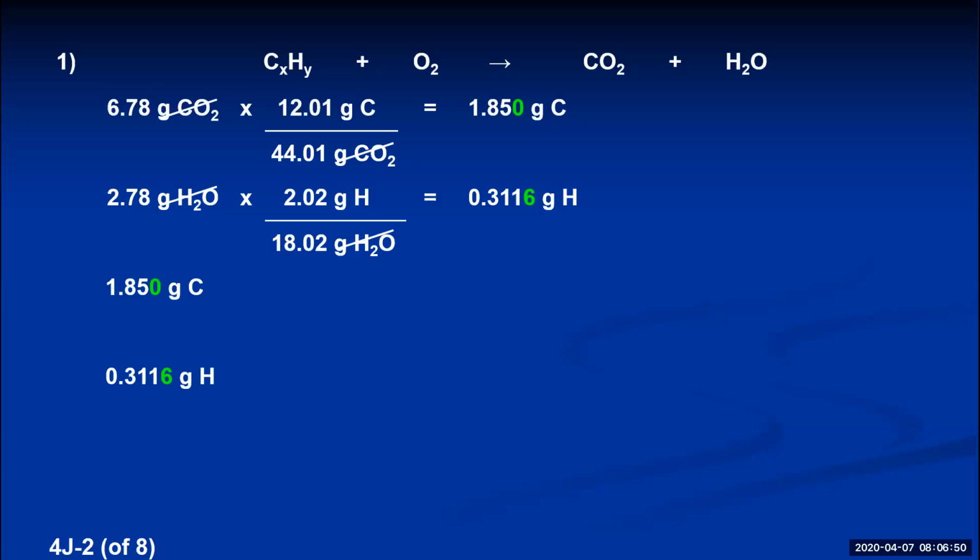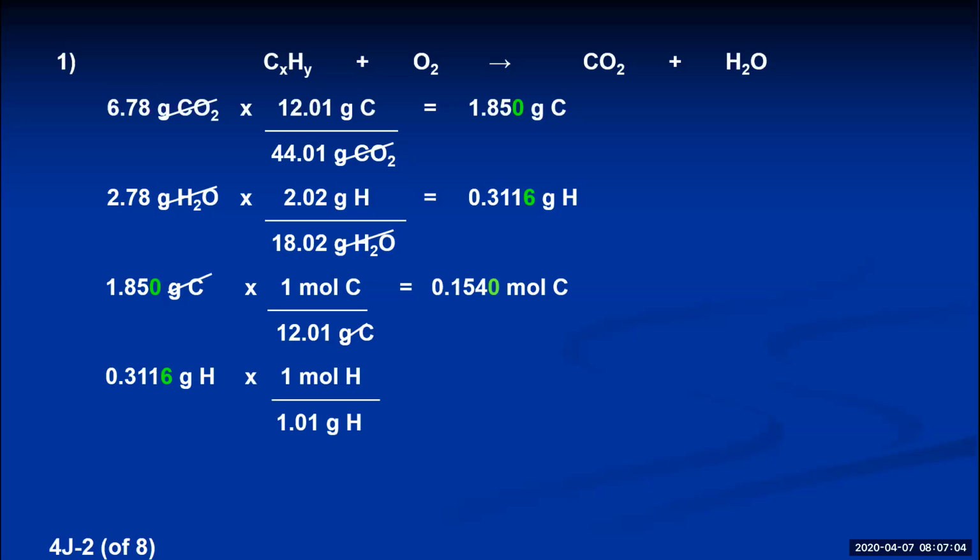If you take the masses of these two elements now and convert them into moles, you'll now know how many moles of carbon and hydrogen are in our original hydrocarbon. So using carbon's molar mass, we get 0.154 moles of carbon. And then using hydrogen's molar mass, we get 0.3085 moles of hydrogen.